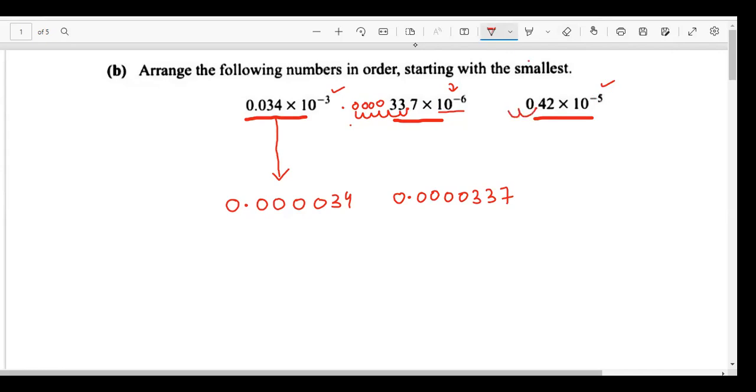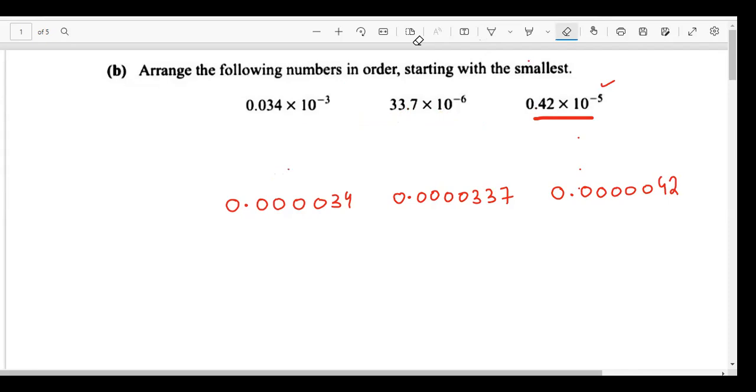So 1, 2, 3, 4, 5. So it would become 0.00000042. 1, 2, 3, 4, 5. Okay, so this is how we need to write it down. All right, so I've written these three numbers in a way that is more understandable and I can understand it easily. Let's just make sure if we have written it correctly.